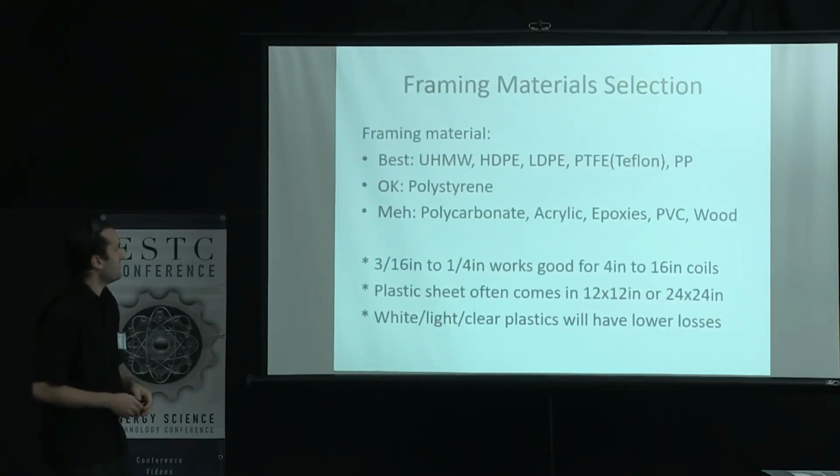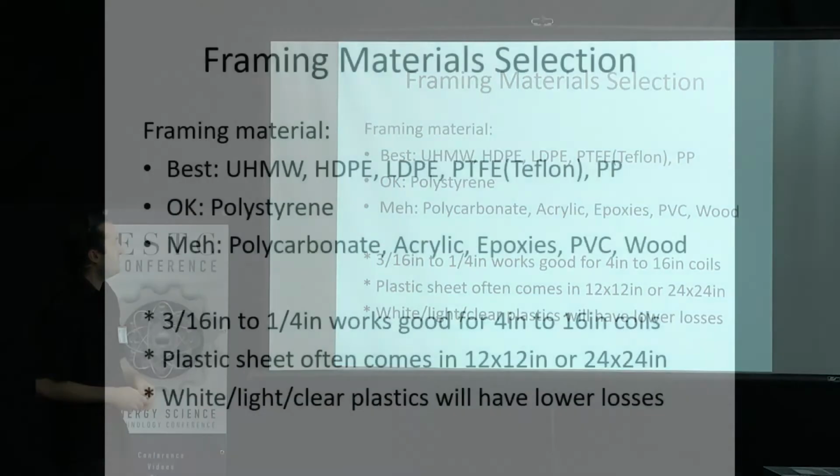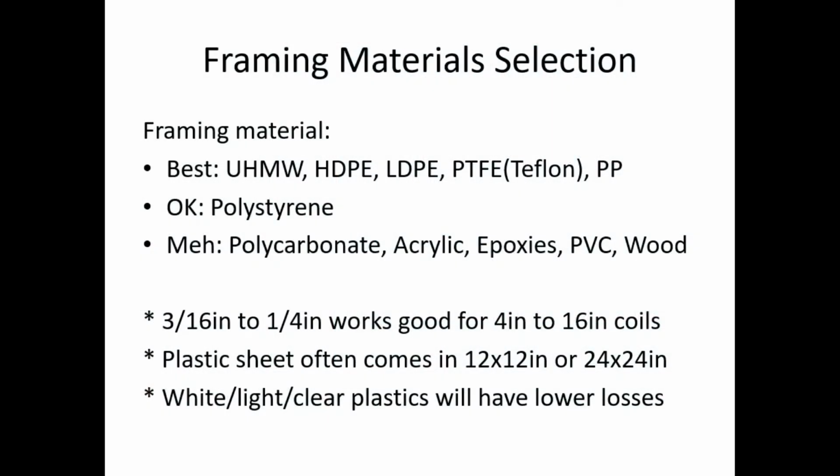Framing materials, the best we want to use is polyethylene. So UHMW is ultra high molecular weight polyethylene, HDPE, LDPE, Teflon, or polypropylene. These have the best electrical characteristics at high frequency RF currents. Polystyrene is also a possibility. It doesn't have great characteristics. It's styrofoam, but because it has such a low mass, you can get away with using that as a framing material.